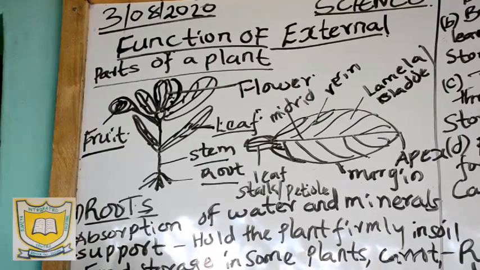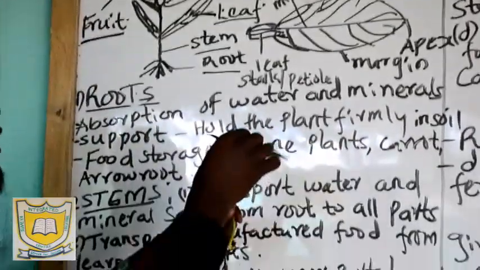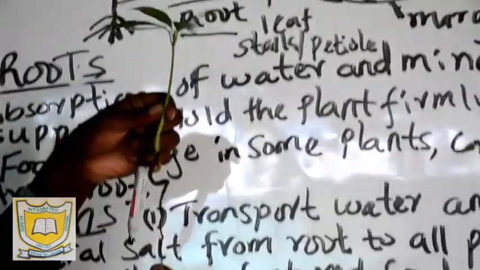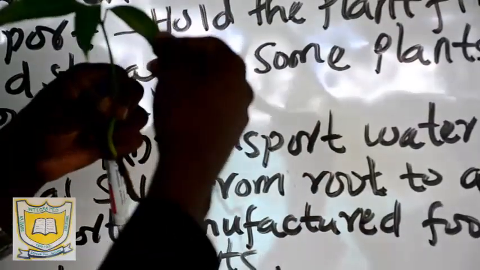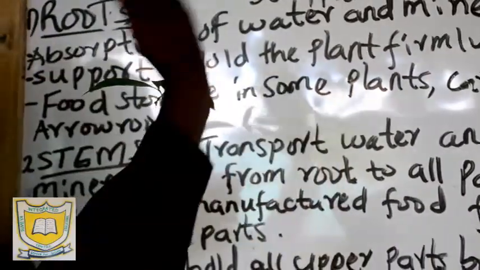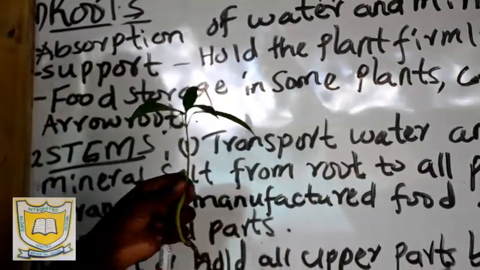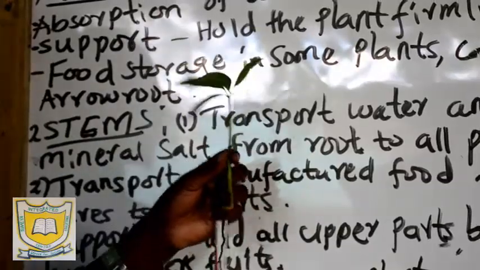Now, after understanding the parts of the plant, here we have a clear illustration of these parts. This is what we call the root of the plant, the stem, the leaves, and when this plant grows further, it will produce a flower, and when fertilization has occurred, it produces what we call the fruit.